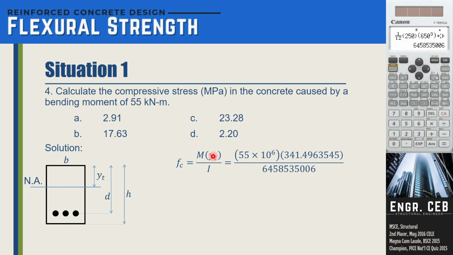So that is why My over I. We don't need to divide by the modular ratio because we are computing the stress in concrete and our moment of inertia is in terms of concrete. So that is why here's our value. Okay, so the stress in concrete is 2.908 megapascal.